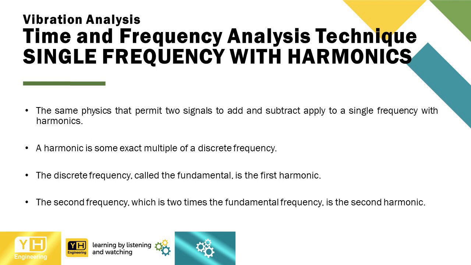The same physics that permit two signals to add and subtract apply to a single frequency with harmonics. A harmonic is some exact multiple of a discrete frequency. The discrete frequency, called the fundamental, is the first harmonic. The second frequency, which is 2 times the fundamental frequency, is the second harmonic.